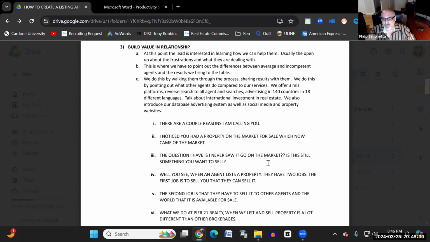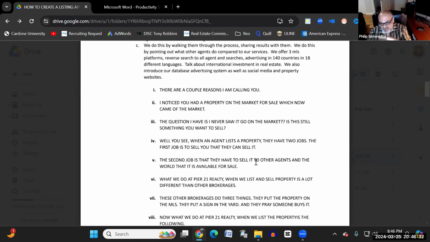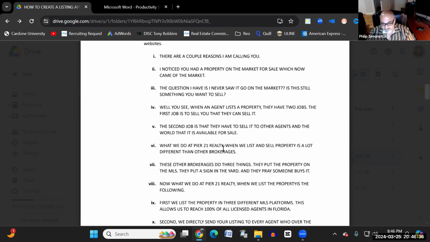Okay, see, when the agent has the first job of selling you, then the second job of selling the world that your property's for sale, that's where we come in. See, these other brokerages, they do three things. I personally call them 3 Ps. You don't have to say that if you don't want to. They put the property on the MLS, they put a sign in the yard, and then they pray somebody comes and buys it.